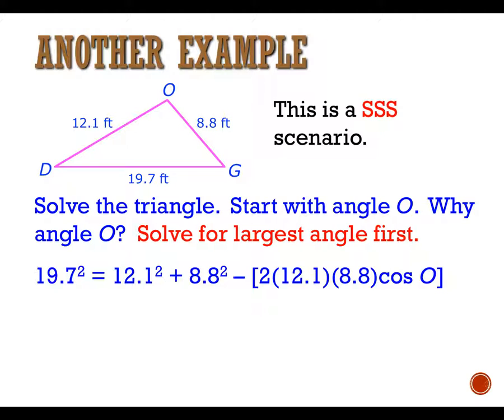Okay, first things first. Take these 2 puppies, move them to the other side. Whether you want to square them first or not square them first, I don't care, but get them over there. 19.7 squared minus 12.1 squared minus 8.8 squared. You can simplify that if you want, or leave it as is. What's that going to leave behind?